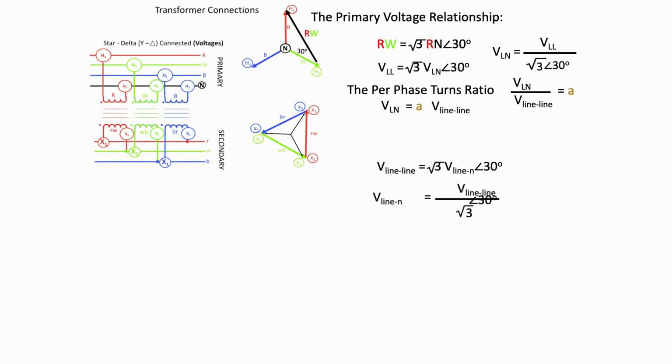Now I'm rewriting the equation, bringing the voltage line to neutral over to the left-hand side. That's all I've just done here, and bringing all the rest of the terms to the right-hand side of the equation, giving us this final equation here.